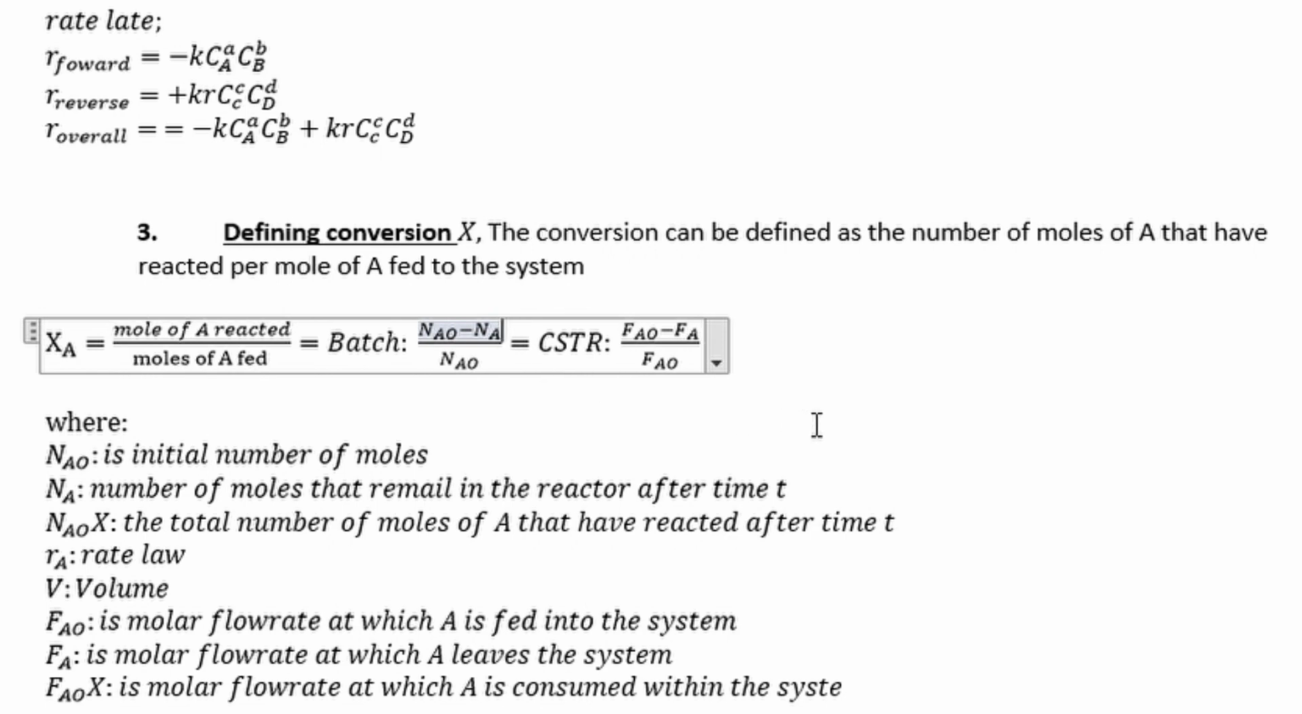For a continuous stirred tank reactor, we are working with molar flow rate. So our moles are divided by time, so it's mole per time. We have the molar flow rate that enters the system and the molar flow rate that exits the system.